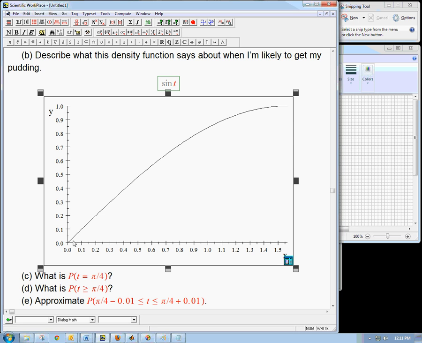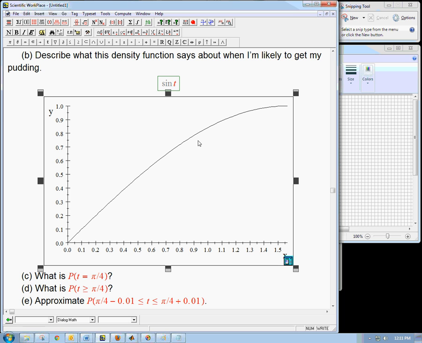Okay, so the probability density function is lower here, and so that means that it's particularly unlikely that I'm going to get it very soon. Now, I could get it very, very quickly, because this is not 0 right at the start, but it's more likely that I'm going to get it over here.